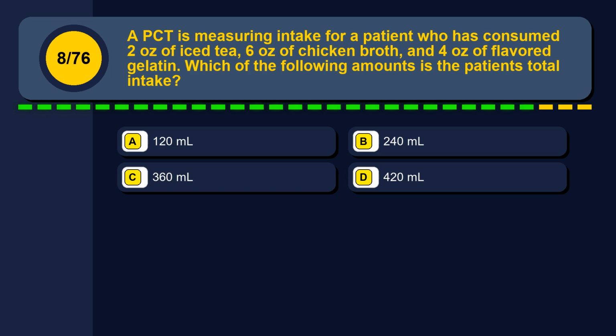Question 8. A PCT is measuring intake for a patient who has consumed 2 ounces of iced tea, 6 ounces of chicken broth, and 4 ounces of flavored gelatin. Which of the following amounts is the patient's total intake? Option A. 120 ml. Option B. 240 ml. Option C. 360 ml. Option D. 420 ml.